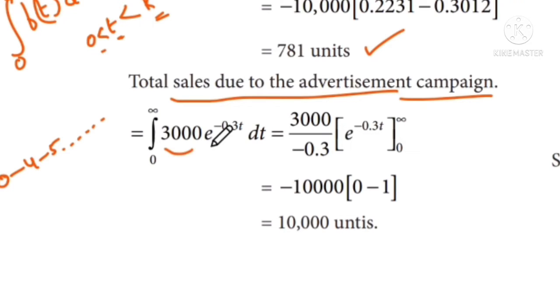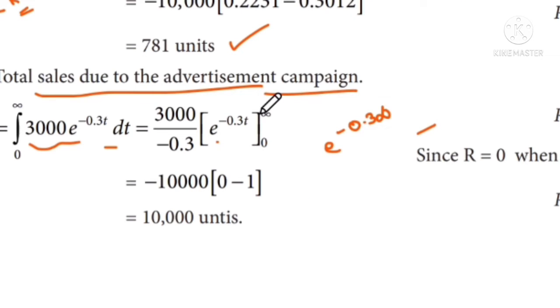So same function, same thing you get here, the same 10,000. E power minus 0.3 into infinity, the upper limit is infinity, minus e power minus 0. Now e power infinity is infinity actually, so e power minus infinity goes to 0, and e power minus 0 is 1, e power 0.